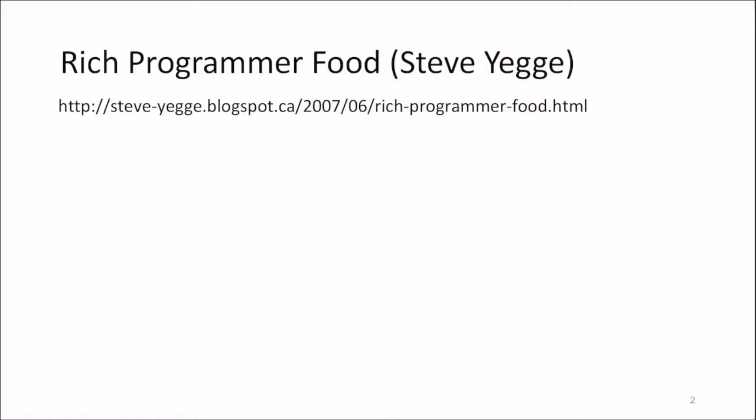The arguments that I'm going to be laying out were first laid out in this blog post by Steve Yegge, who at the time was a developer at Google. It was quite some time ago, in 2007, called Rich Programmer Food, in which he tries to make a case for why you should take a compilers course.